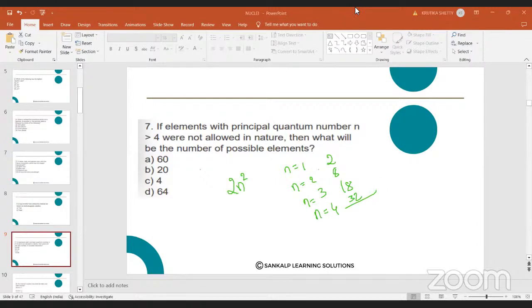Yes, Lohit, correct. Yes, option A is right. That is, it is 60. Option A is correct. Then the next question.